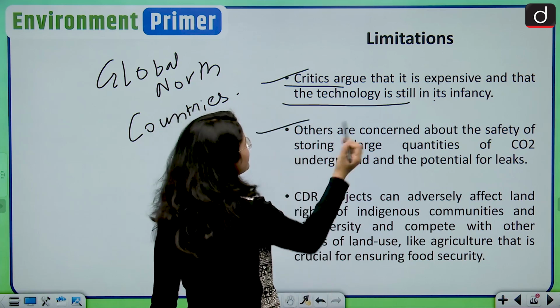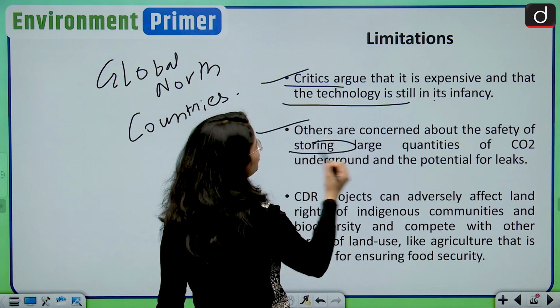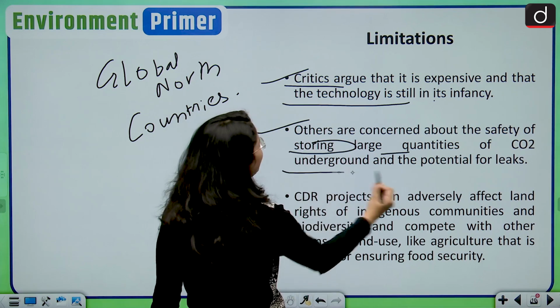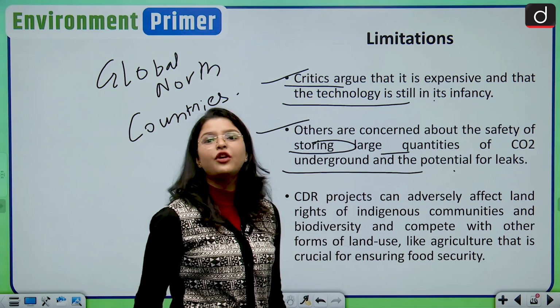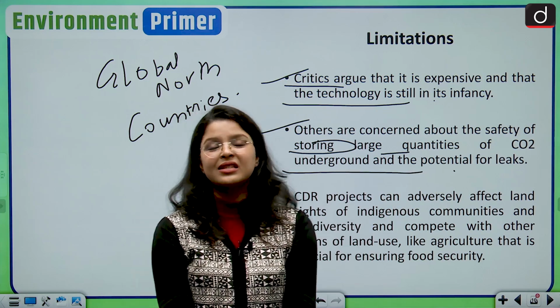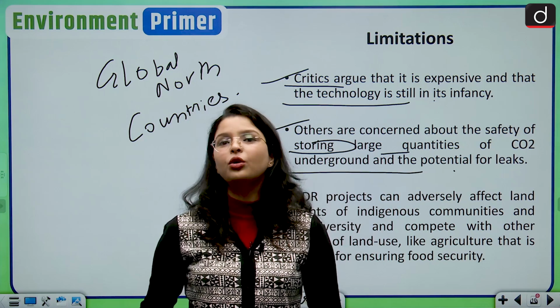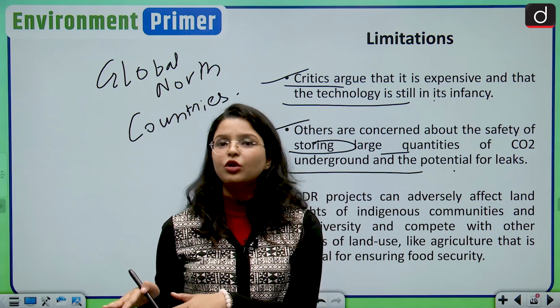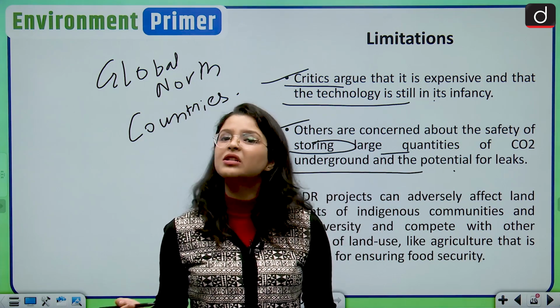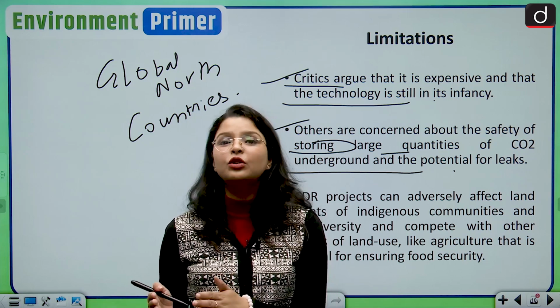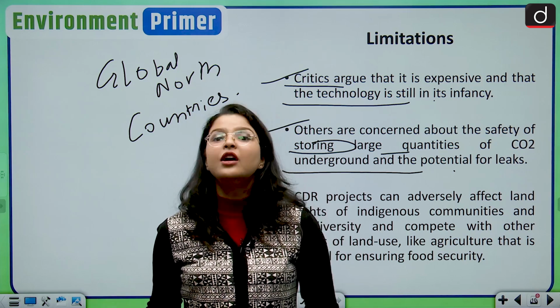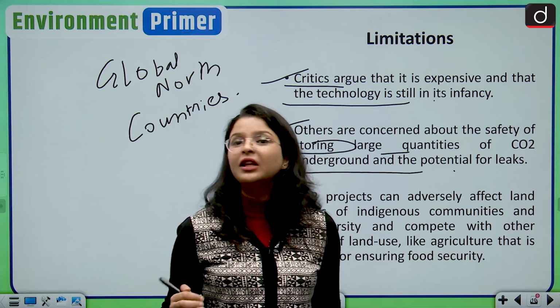Okay. Then others are concerned about the safety of storing large quantities of CO2 underground and the potential for leaks. So the scientists have actually warned about putting the carbon dioxide below the Earth's surface. Why? Because it can leak. It can lead to various seismic disasters as well. So there is a potential threat for leaks as well.